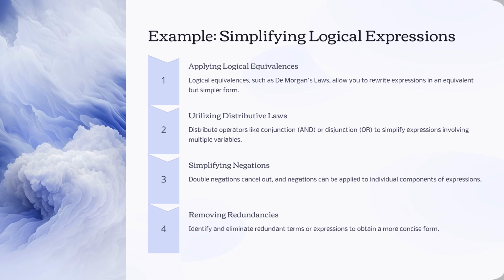And finally, we can simplify negations. If you say it is not true, that's the same as just saying it's true. So, we can remove double negations, making things easier to read. Remember, simplifying negations also involves applying them individually to different parts of the expression. Lastly, we'll look for any redundant parts of the expression and remove them. It's like cleaning up your desk by removing unnecessary papers. This makes the expression more concise and easier to work with.